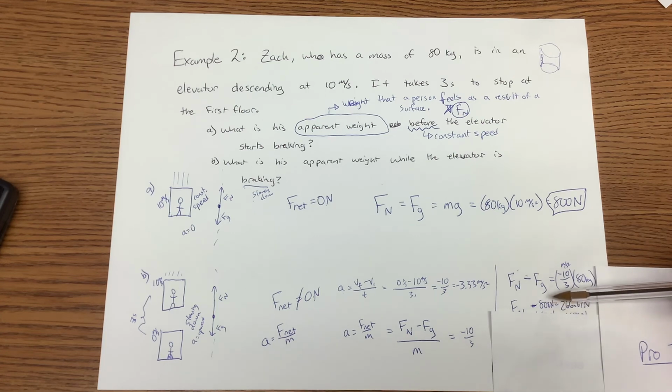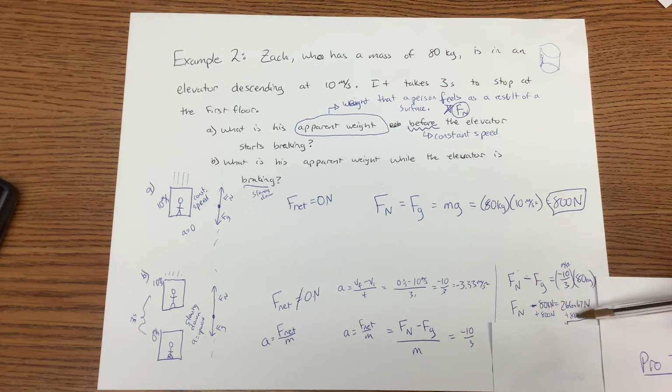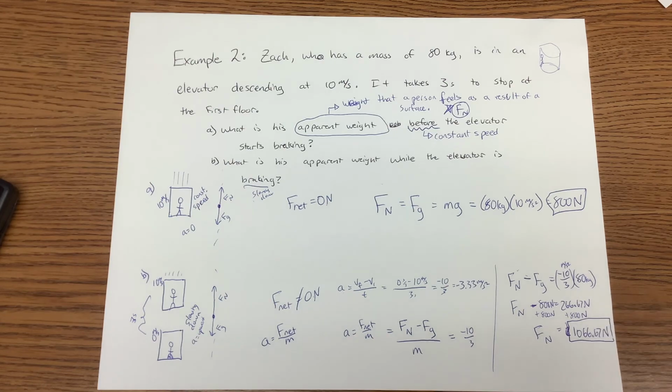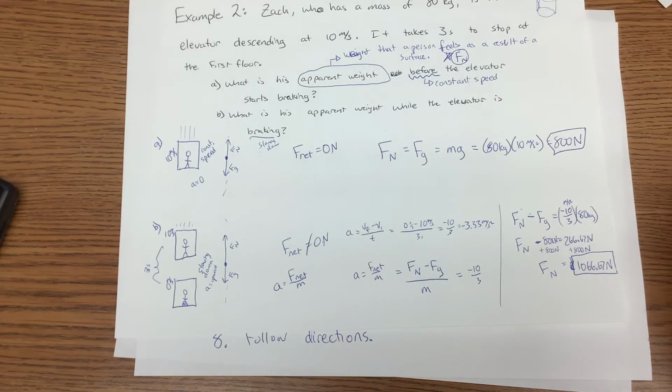But he weighs 800 newtons, so the normal force that he feels is going to be the addition of those. So Zach's brain feels 1066.67 newtons. So Zach thinks he's a lot heavier than he normally is. And so that is how we figure out the apparent weight of Zach while the elevator is stopping. That's why you feel heavier in an elevator when it's coming to a stop.